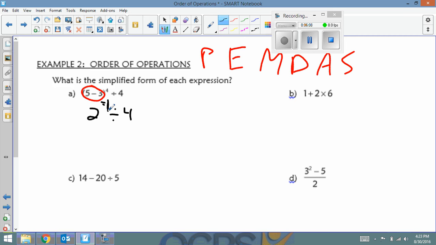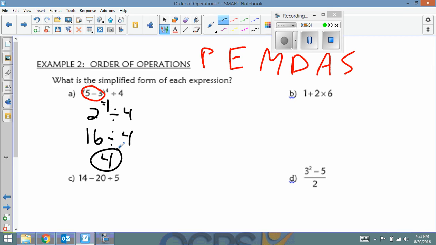So 2 to the 4th, we did it in the previous slide. We got our final answer of 16. So it's 16, okay, divided by 4. And the reason we did that is because E stands for exponent, so exponent is next. And then we only have one thing left, and we have to divide, so our final answer is 4.